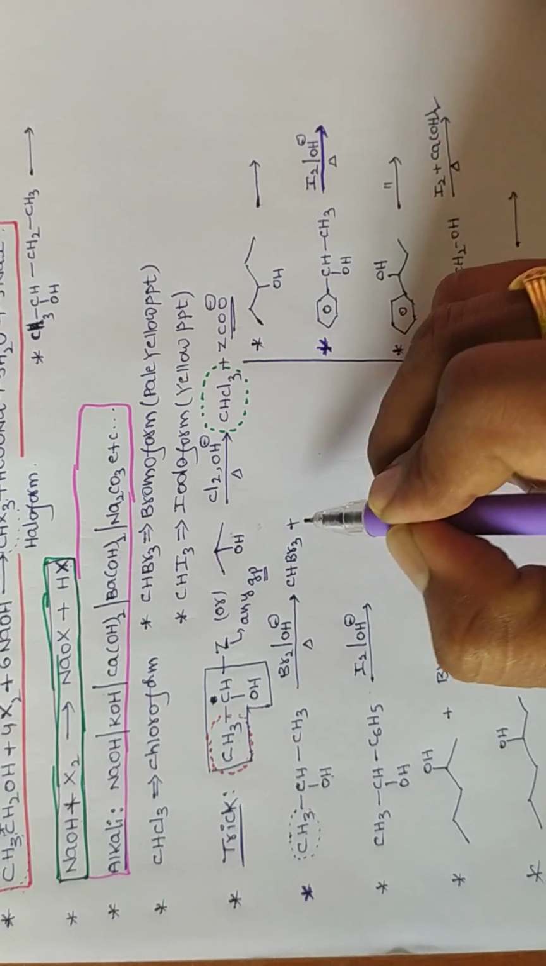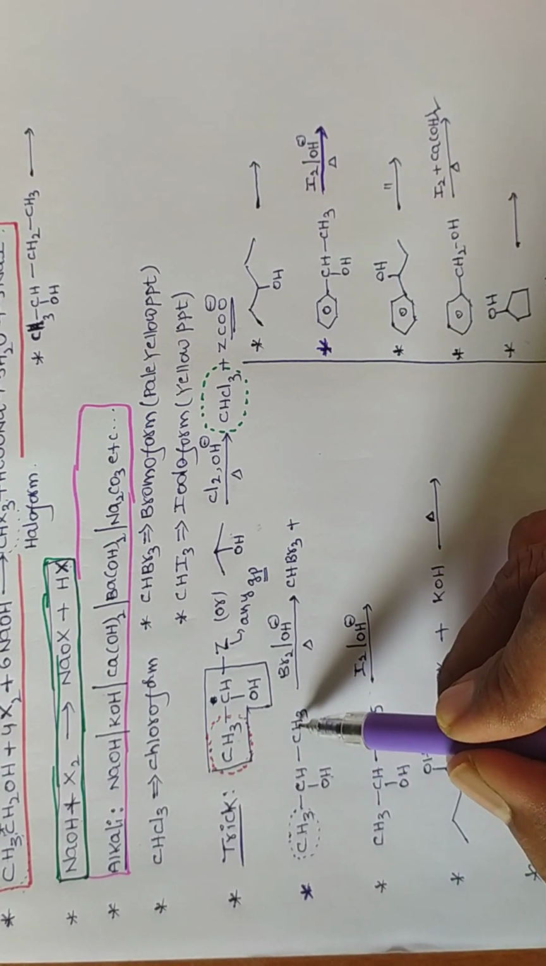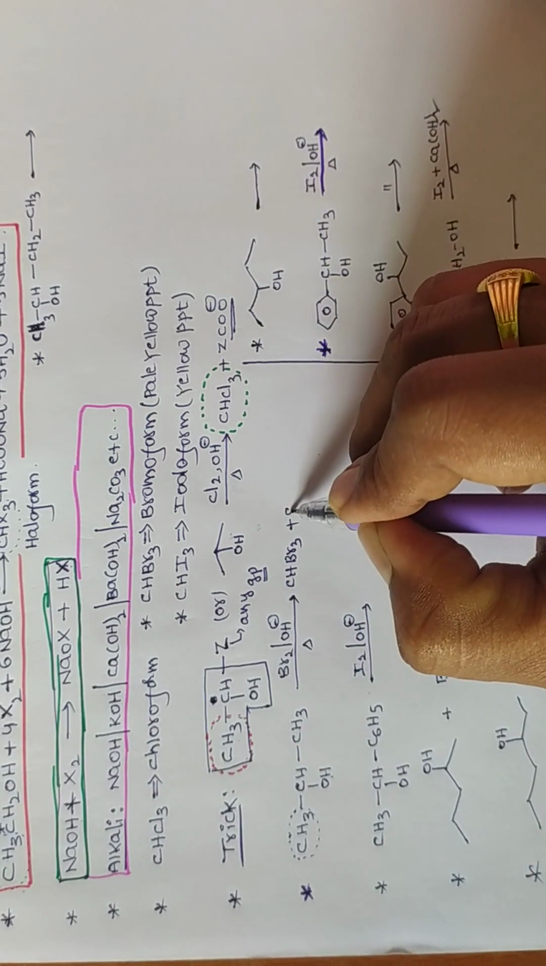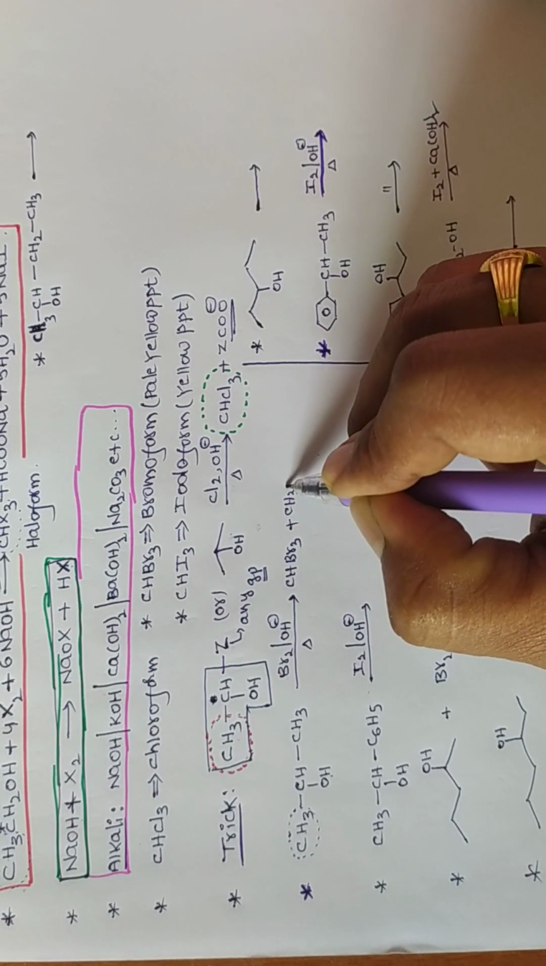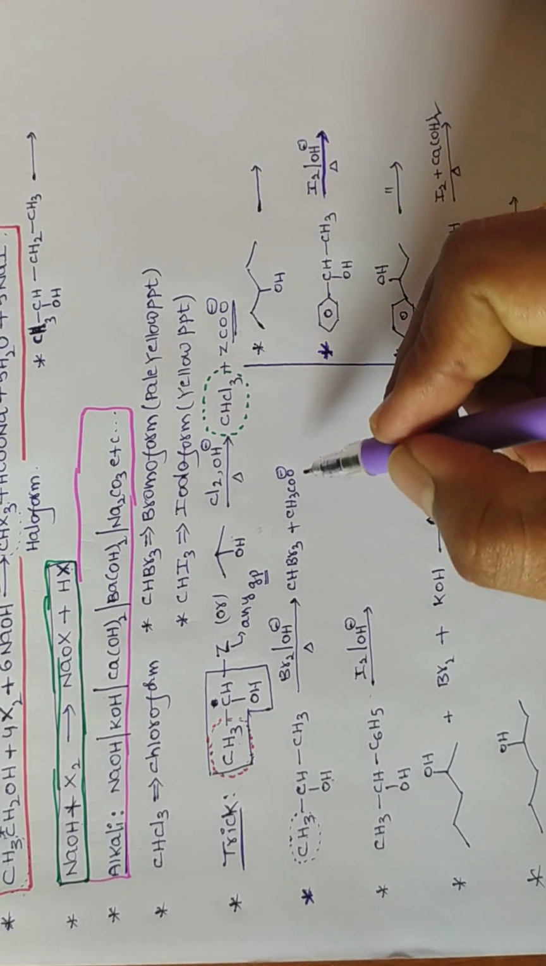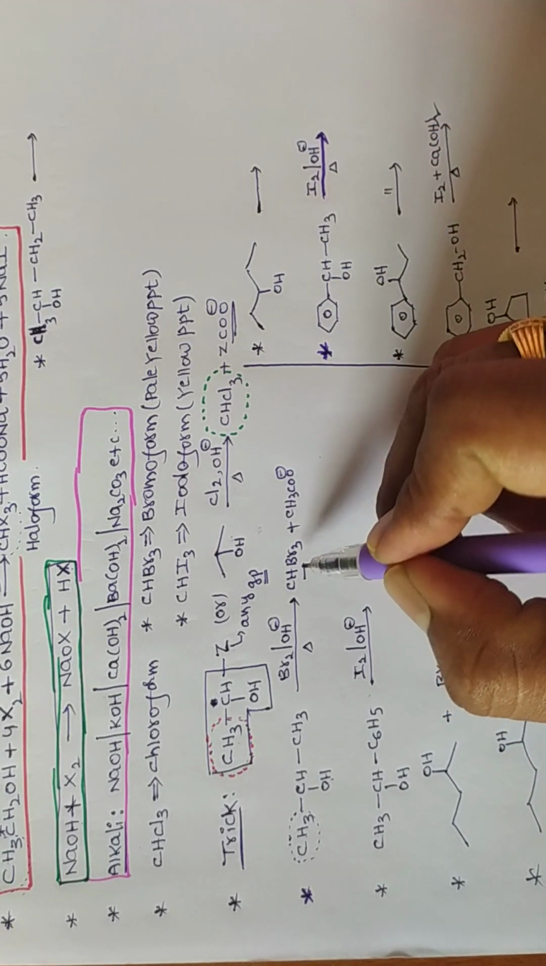Plus, what is the remaining product? Remaining product is oxidized CH3CHO. Now the remaining product you can write as CH3COO minus. Okay, like this we can write. Now this is called as what? A bromoform.